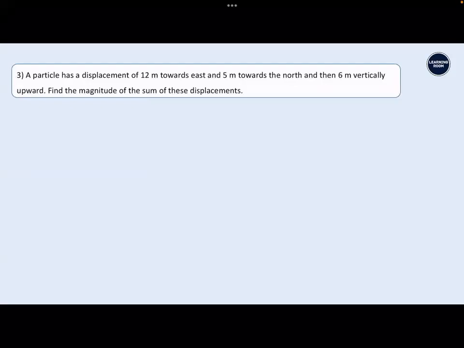The third question is, a particle has a displacement of... if people try this, the charge and maintenance is over.